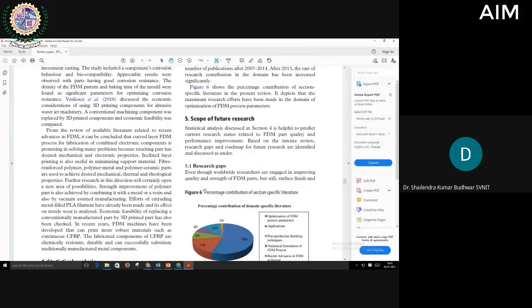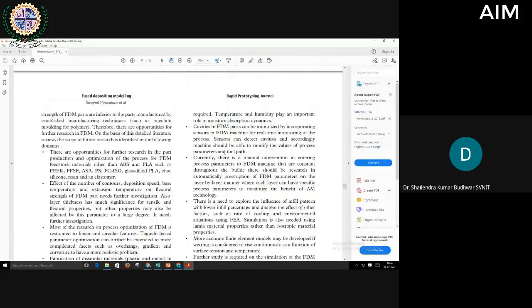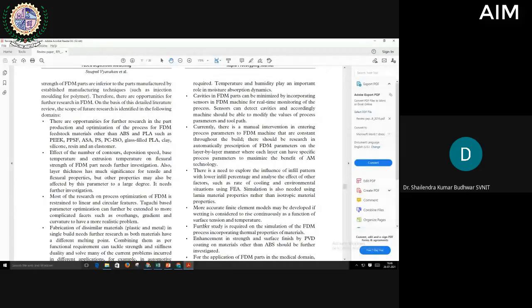Then we have identified the scope of future research. What are the research gaps? Because the main objective of every review paper is to find the research gaps and to suggest the scope of future research, so that further research work can be done by other researchers. So here you can see the research gaps we have listed: there are opportunities for further research in part production and optimization of the process for FDM feedstock material other than ABS and PLA.